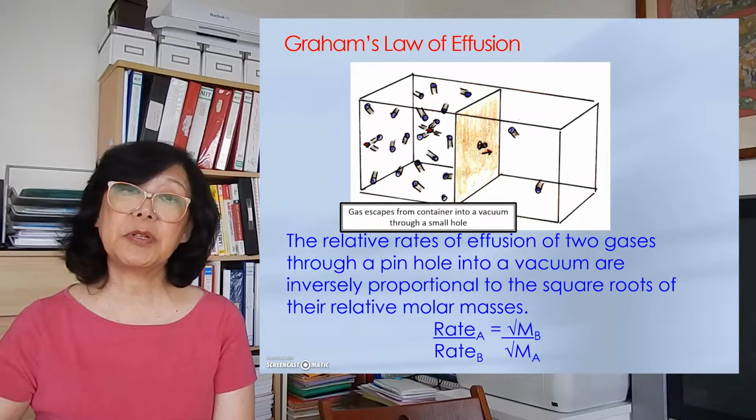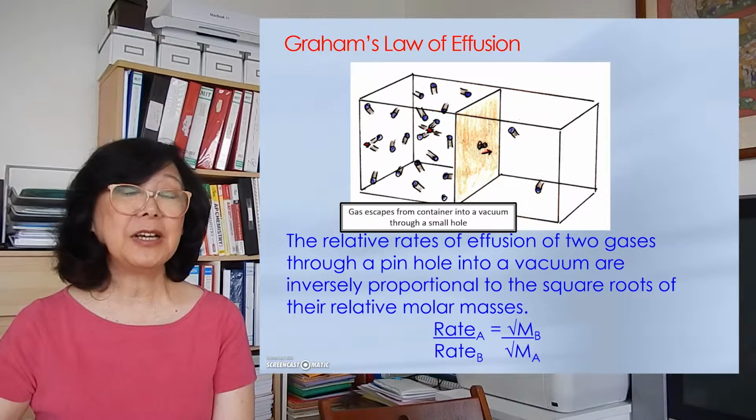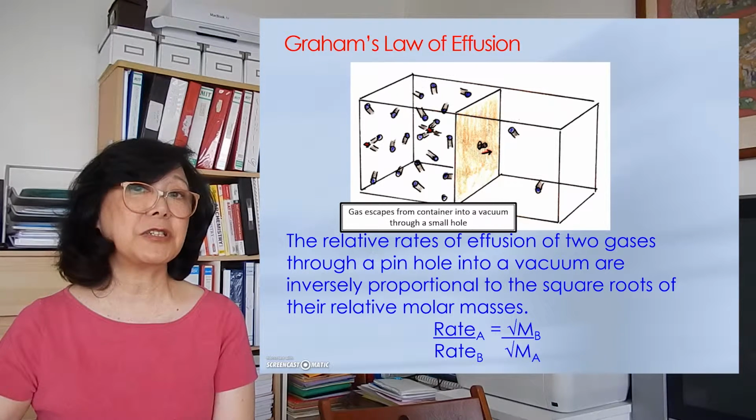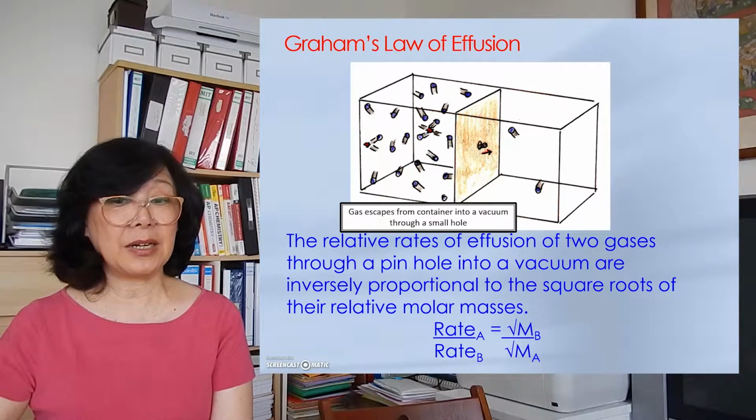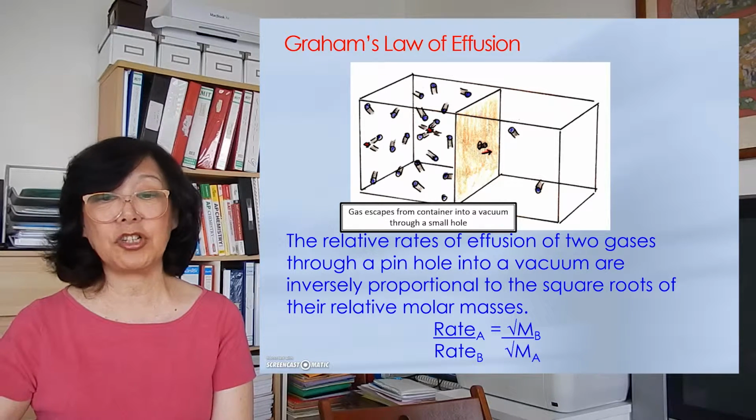Now, in my experience, students tend to put the numbers in the wrong place, so be very careful. The lighter molecule A, which travels faster, is in the denominator on the right side of the equivalence relationship.